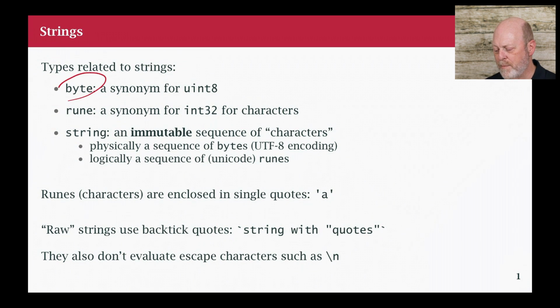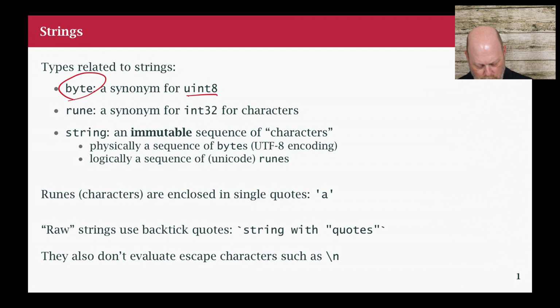There's another type in Go called the byte, and byte is just a synonym for an 8-bit integer. A string is physically a sequence of the bytes that are required to encode the Unicode characters that are there logically, the runes. And a rune, of course, as I just said, is a synonym for a 32-bit int. I'm going to talk about that in just a little bit.